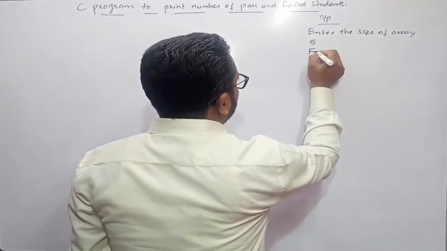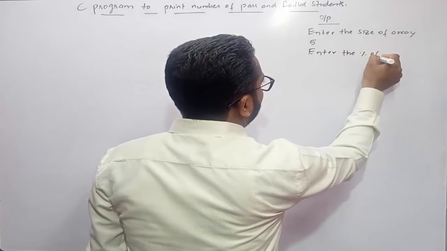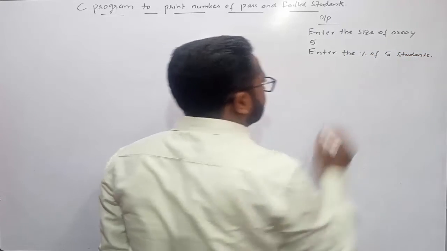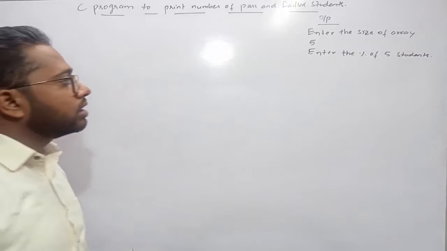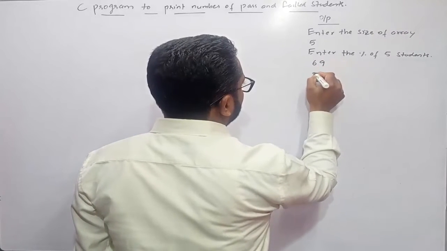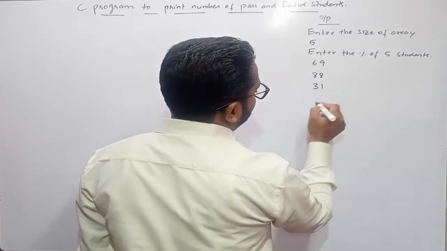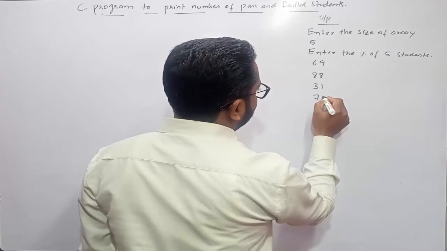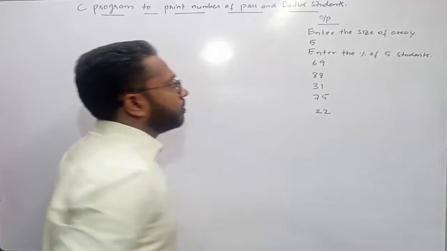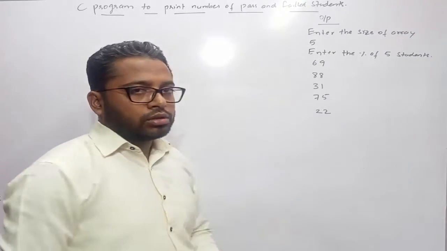Then it will ask one more message: enter the percentage of 5 students. Then one by one the user will enter the percentages. Let's say 69, 88, 31, 75 and then 22. Okay, so these are the percentages of 5 students.